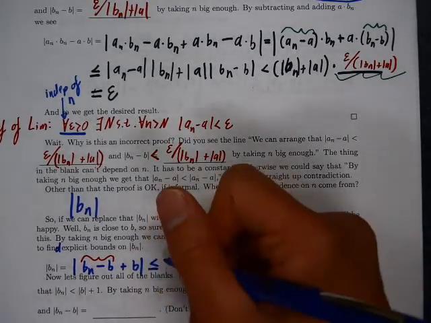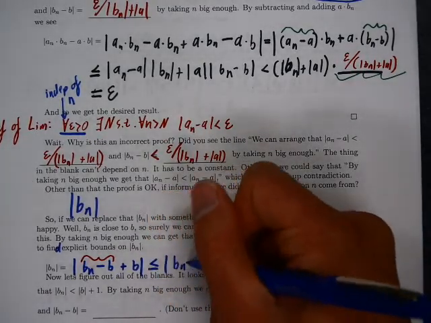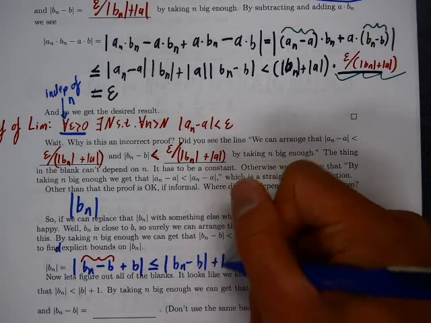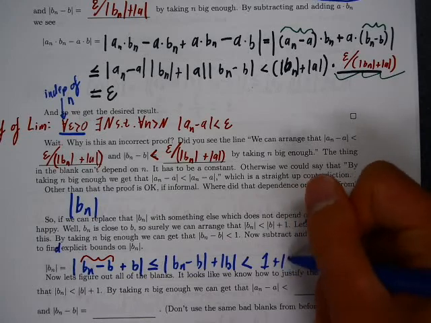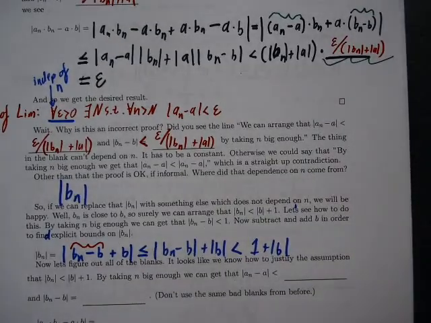So by the triangle inequality, that's less than or equal to the absolute value of b sub n minus b plus the absolute value of b. Hey, that's strictly less than 1 plus the absolute value of b. All right, great. So by taking little n big enough, we can get this. So let's take this informal proof and say how to fix it before we write the formal proof.